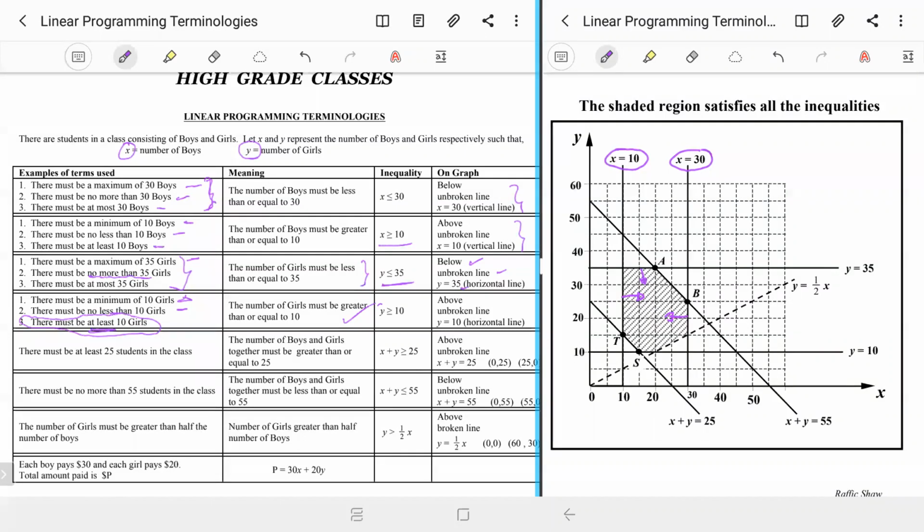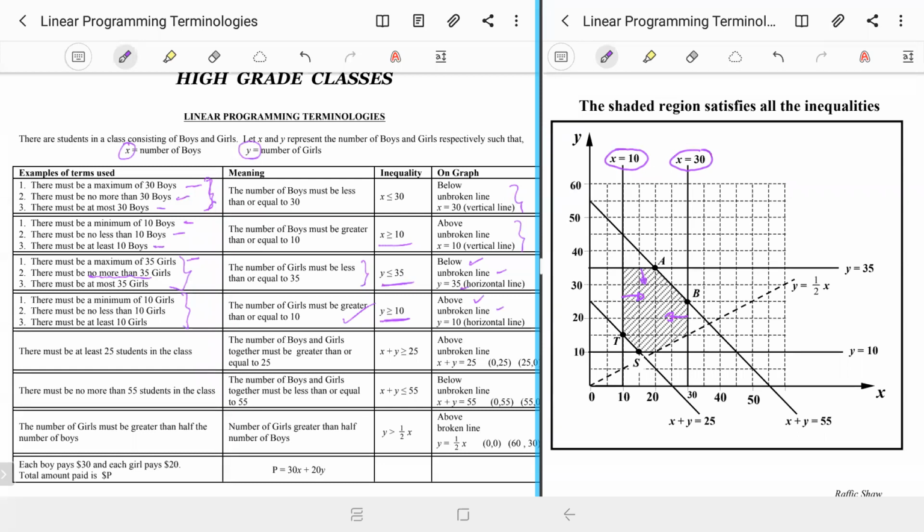So this is the inequality for any one of these three statements I give you. Then how do we represent that on a graph? The greater than means above. The line is unbroken because the equal sign is there, so we draw an unbroken line.